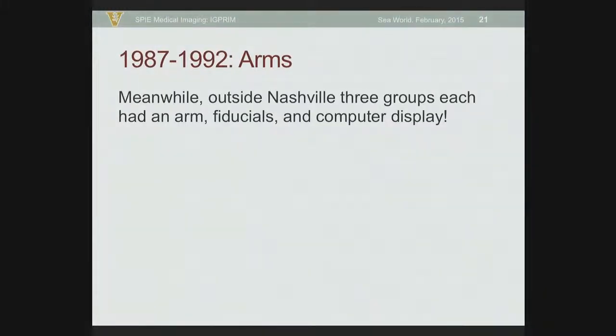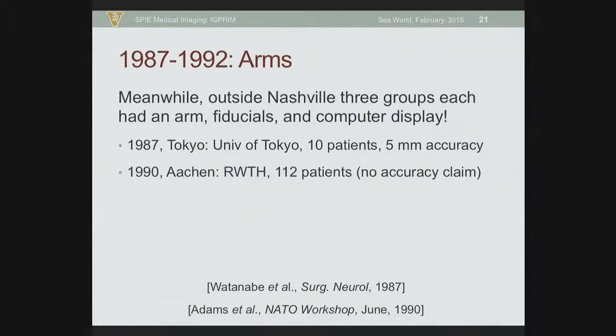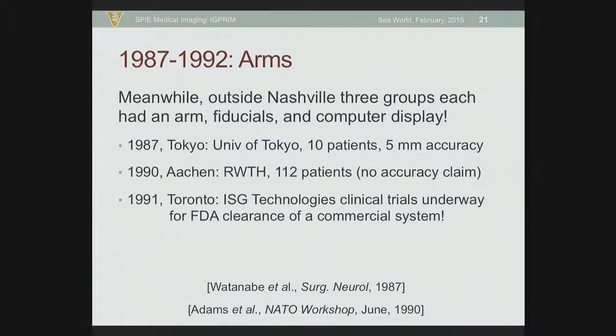Well, meanwhile, between 1982 and 1987, other people were getting ahead of us. We had to go fast. People had an arm, they had fiducials, they had a computer display. In 87, a guy named Watanabe in Tokyo claimed 10 patients with 5 millimeters of accuracy. In Aachen over here, RWTH, 112 patients.